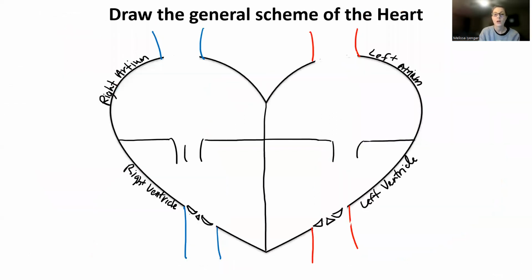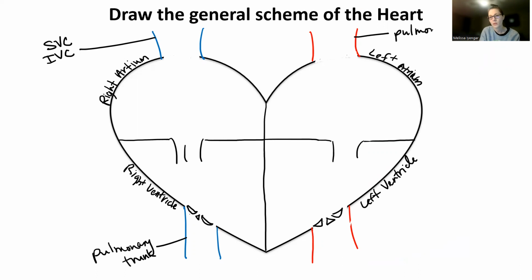Okay, so what that means is you can come back to your scheme here and start to label. At least I know what this is. This is the superior vena cava and inferior vena cava, right? Because it's attached to the right atrium. And this has to be the pulmonary trunk, because the pulmonary trunk is attached to the right ventricle. And then over on the left atrium, this has to be my pulmonary veins, because those are attached to my left atrium. And this has to be my aorta, because my aorta is attached to my left ventricle, okay?